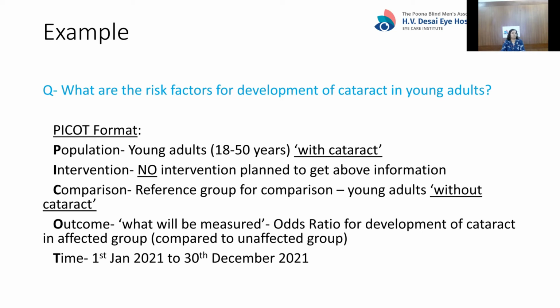And what is the outcome? What will be measured? Odds ratio for development of cataract in the affected group. So comparison between unaffected and affected group. And time could be, say, 1 year or 2 years, with exact month and year.